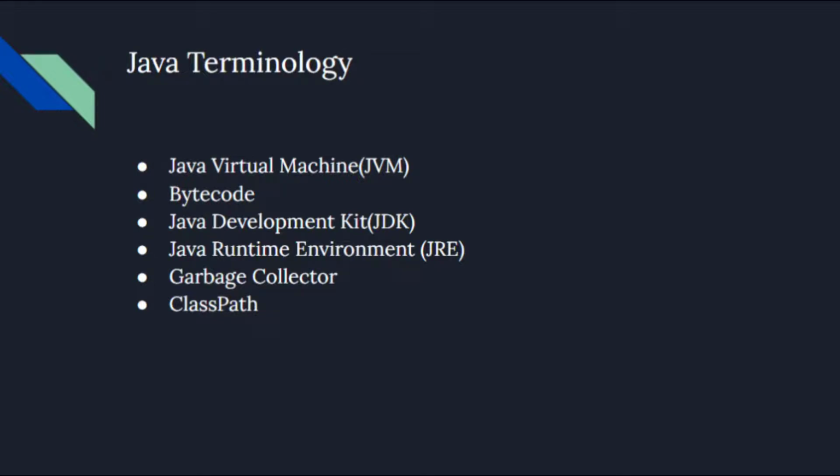Our last terminology is classpath. Classpath is the file path where the Java runtime and the Java compiler look for class files to load. By default, the JDK provides many libraries. If you want to include external libraries, they must be added to the classpath.